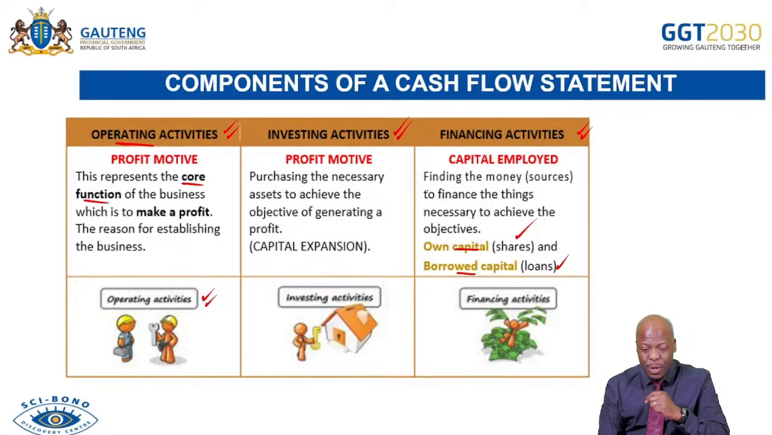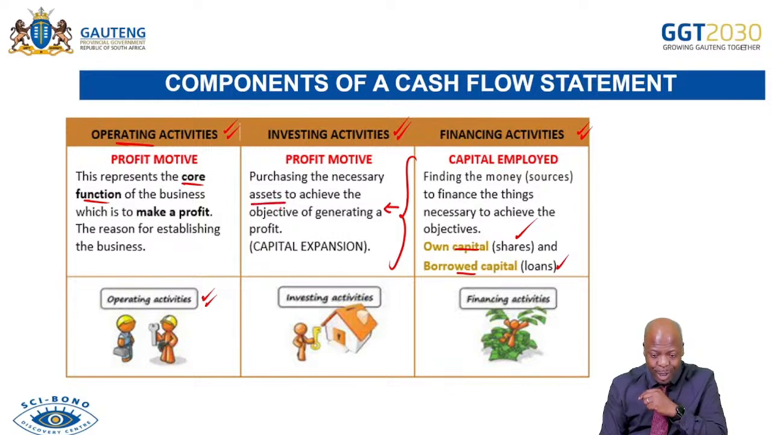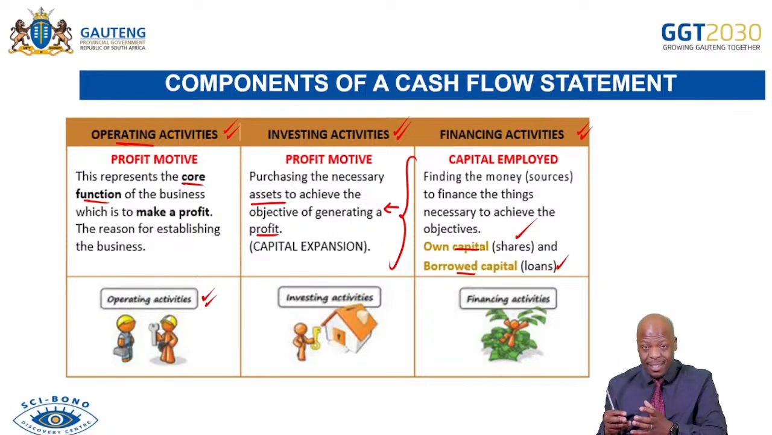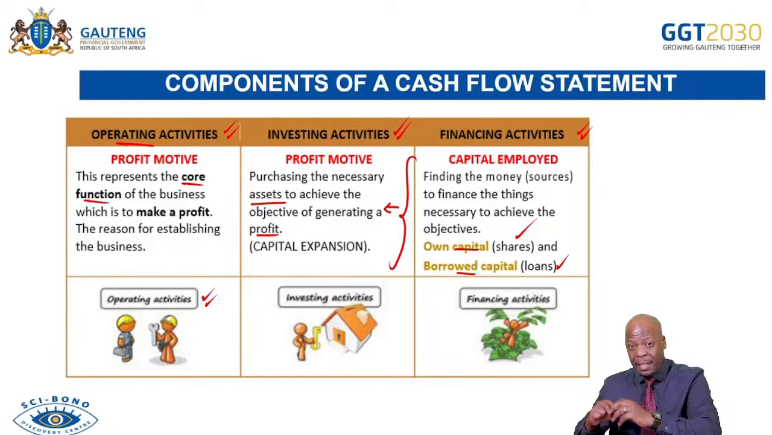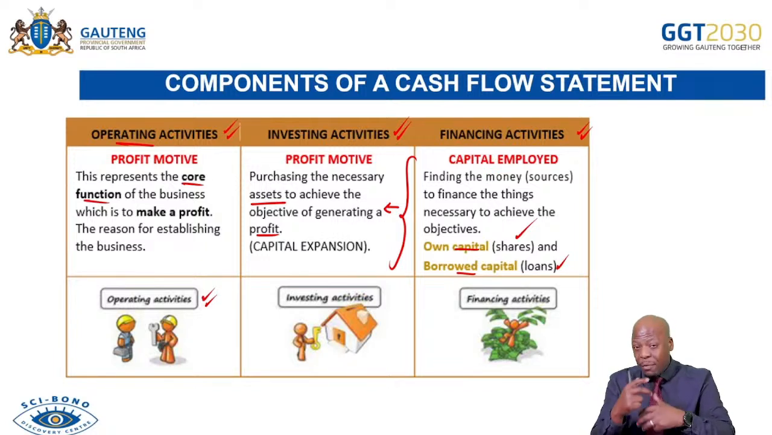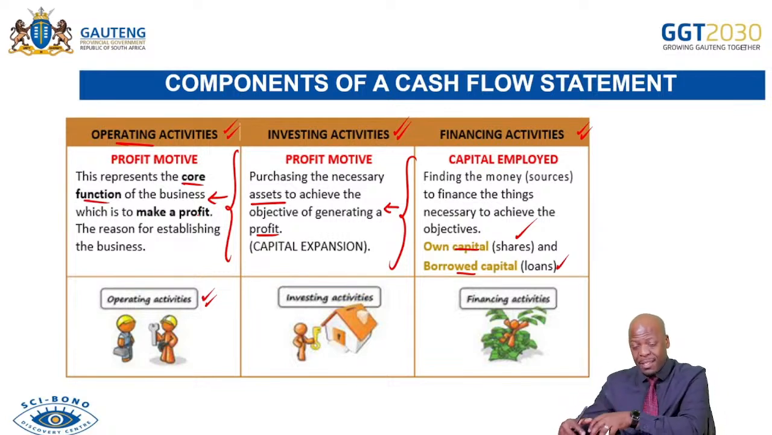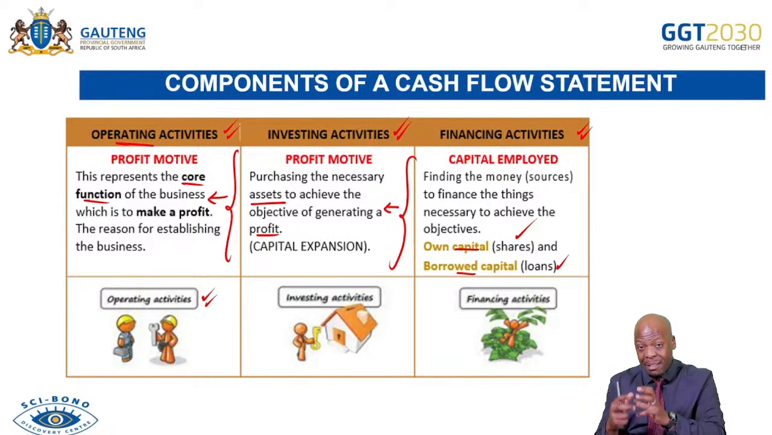When we have the finance, then we will invest that finance. So you see now, I'm going back. We will invest that finance. How do we invest it? By purchasing the necessary assets to achieve the objectives of generating profit. We know that in order for us to generate profit, we need to have the necessary assets. So first we get the finance. After we have the finance, then we acquire the necessary assets. After we have acquired the necessary assets, then we can go and operate. Did you see the flow now? We have to have the finance, then we invest by acquiring the necessary assets, and then we go and operate.